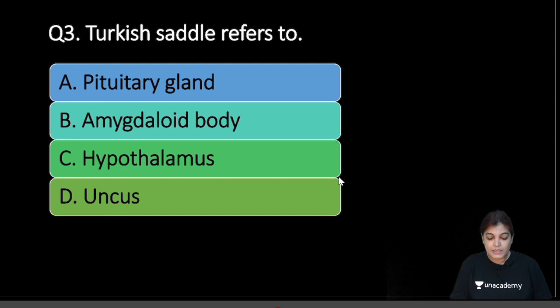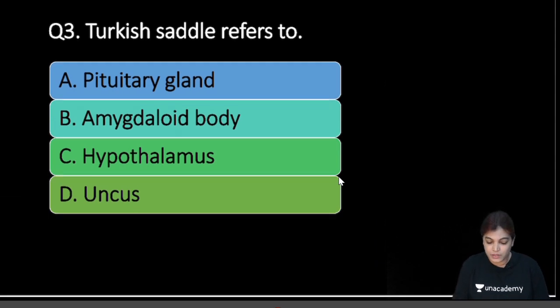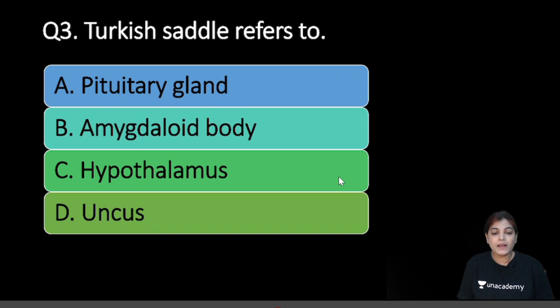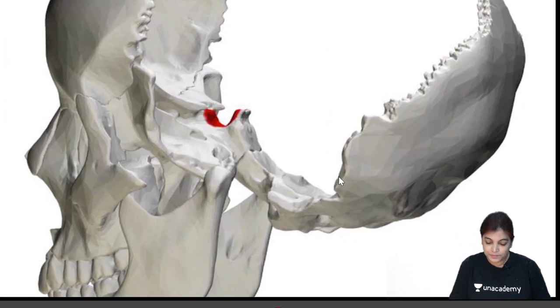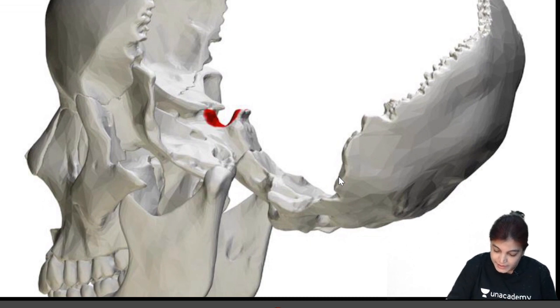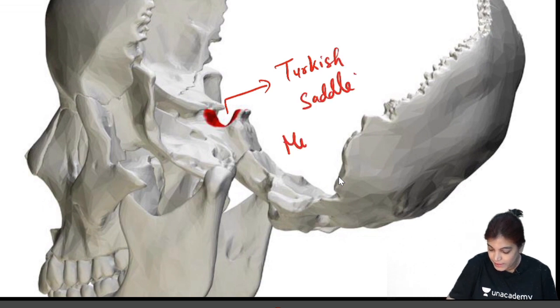After that, coming to the third MCQ: Turkish saddle refers to which structure? Turkish saddle is lying in close association with which structure? Options are pituitary gland, amygdaloid body, hypothalamus, and uncus. Firstly, I would like to show you the diagram of Turkish saddle. Can you see this red highlighted area? This red highlighted area is the Turkish saddle, which is seen in the cranial cavity.